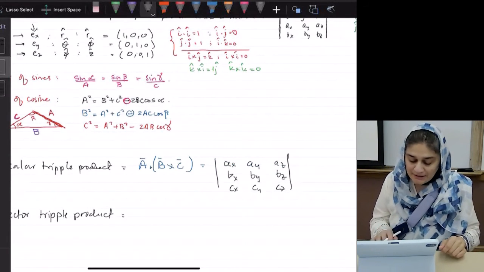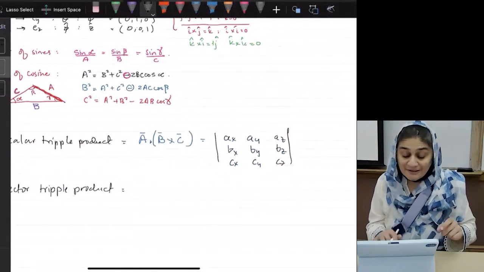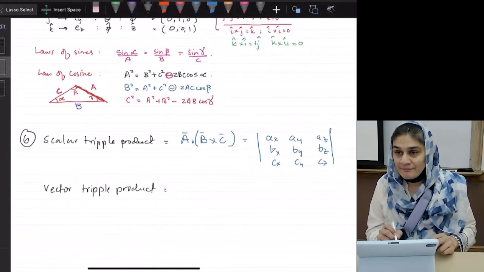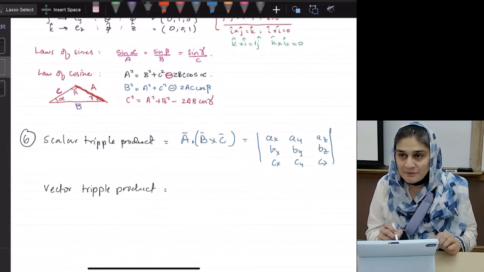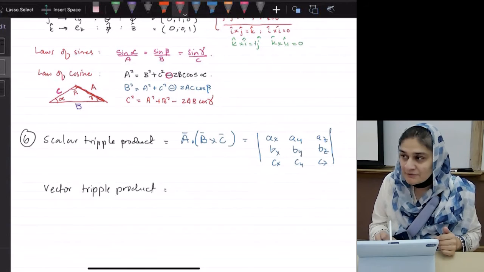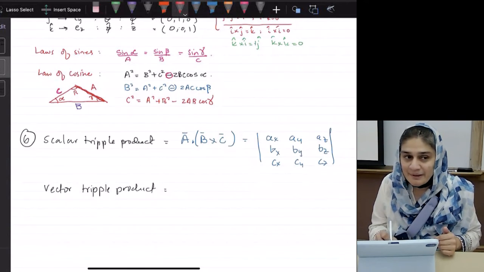Okay. And the last is called a vector triple product. A scalar triple product had a dot in it. What do you think a vector triple product will have? Done. Do you want to write it on your own? And then I'll write it and we can compare.